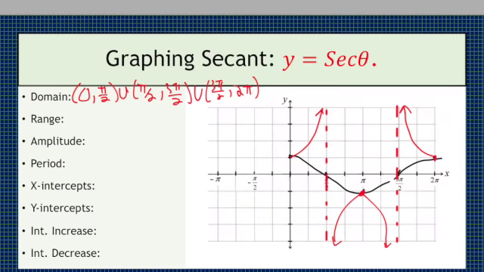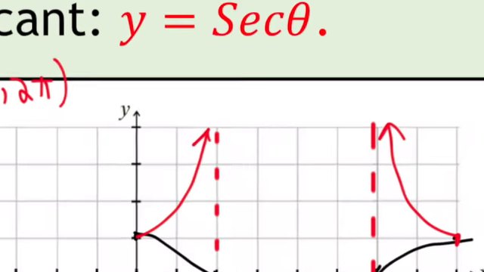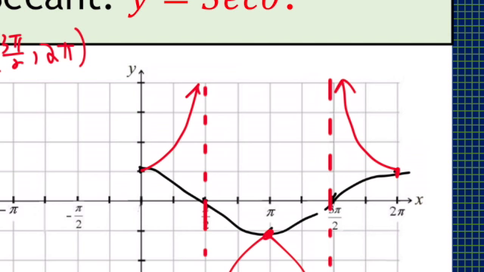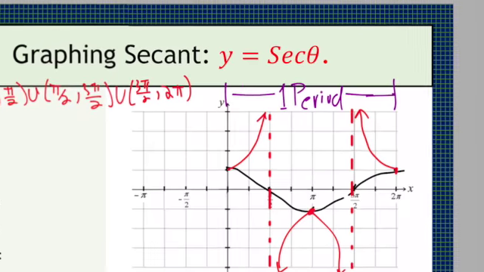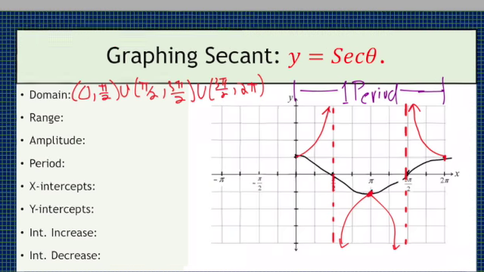Again, this is only for one period, just from here to here. This is going to continue forever to the right and forever to the left, but I'm only looking at one period.